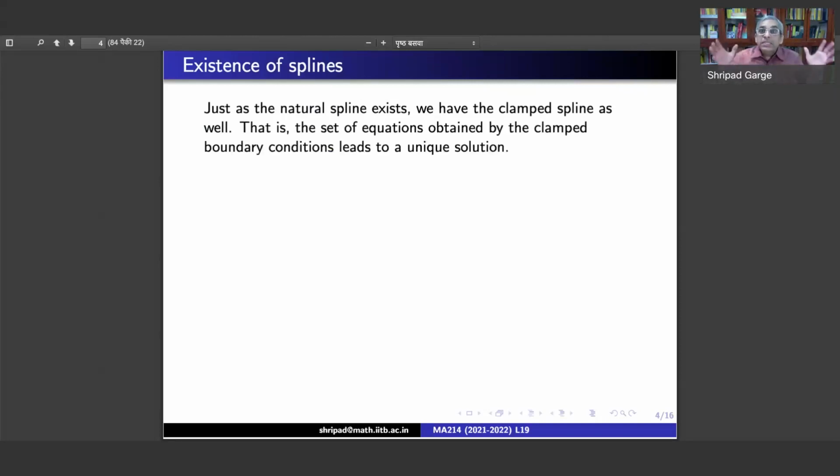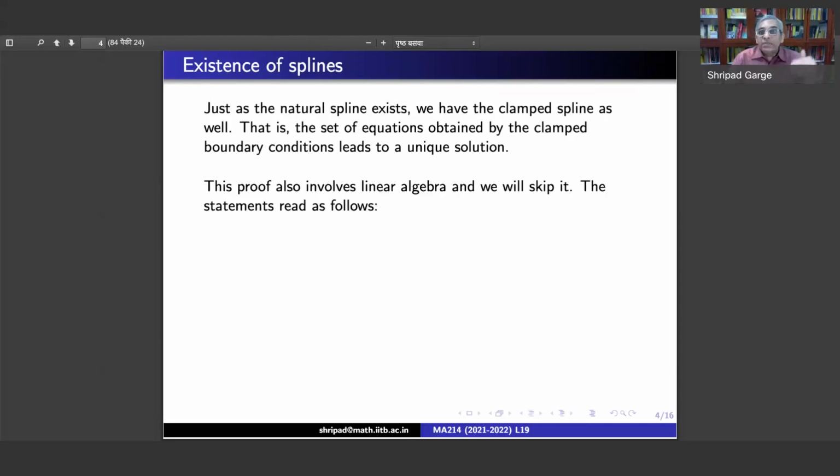So what it really means is that the set of equations that you get, not just the set of equations which you have when you evaluate the polynomials with their various values and their derivatives, but also the boundary conditions, will lead to a unique solution. And this second proof for the clamped spline also involves linear algebra, and we are going to skip that one also. These statements read as follows. So let me keep the statements here for the record.